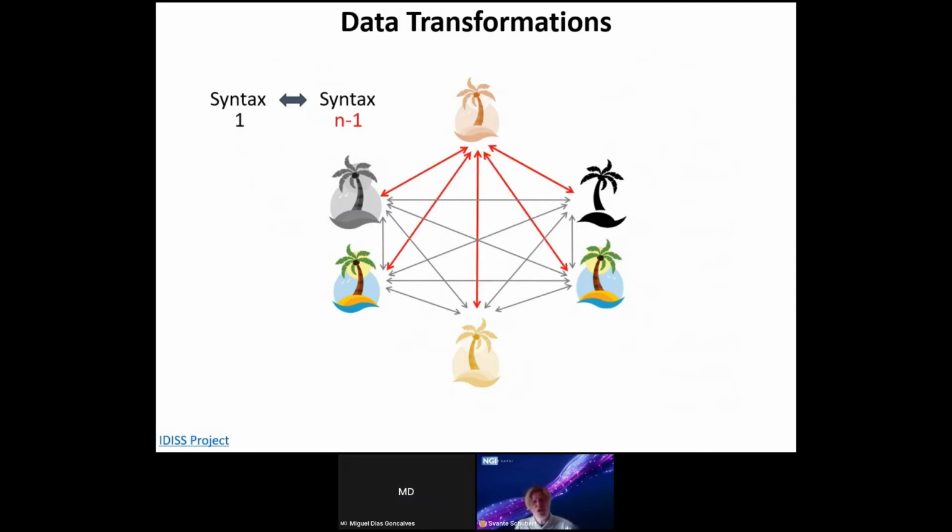But what does it mean for a single island? Look at the top red island. This red island now has to work on transformations to any other island. So if there are n islands, you have n-1 transformations. And worst of all, you have to know all the implementation details of the syntax of all the other islands, which is a lot of work for the domain experts. And these are moving targets. Can we do it better? Yes, of course we can.